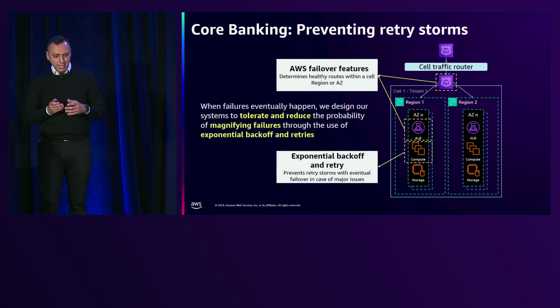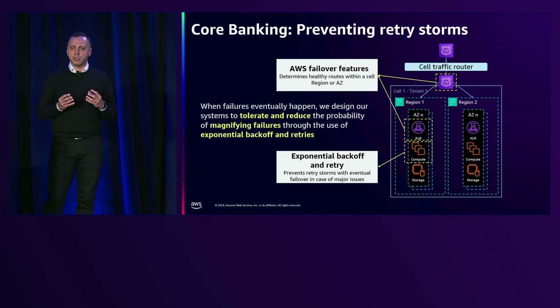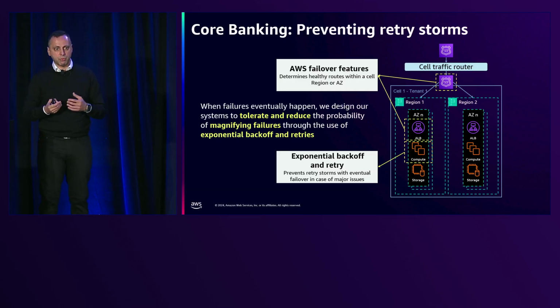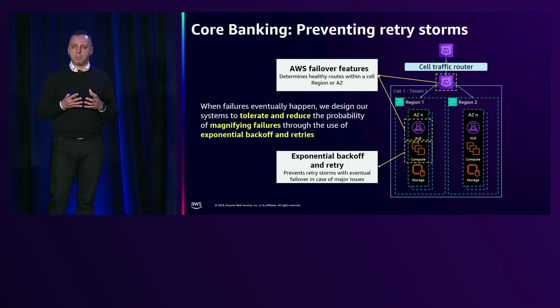Now, the last one is preventing retry storms. On this front, we are leveraging two AWS capabilities. One, we're leveraging AWS capabilities to help us fail over within our cells, so AWS Route 53 and Elastic Load Balancers, and those give us native features and capabilities to help us fail our application.